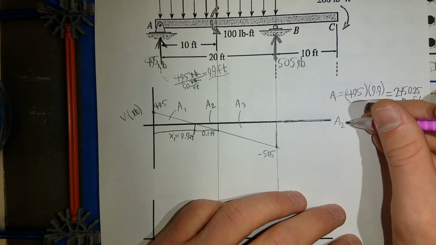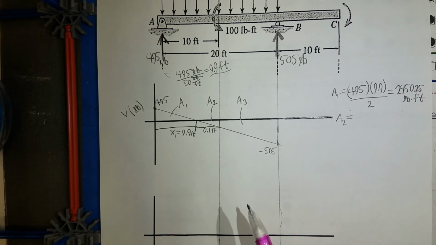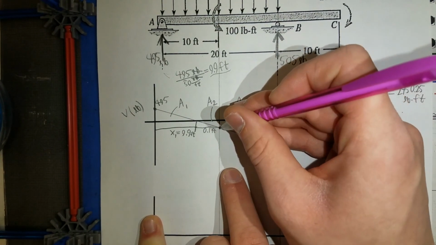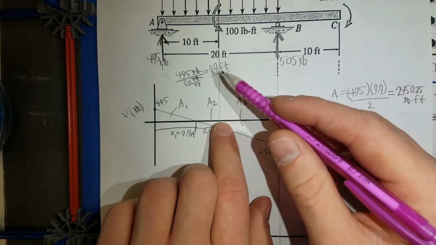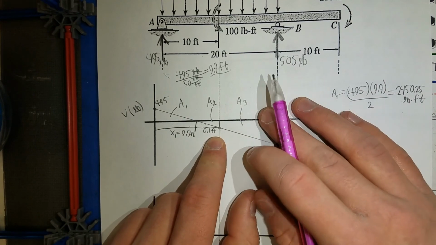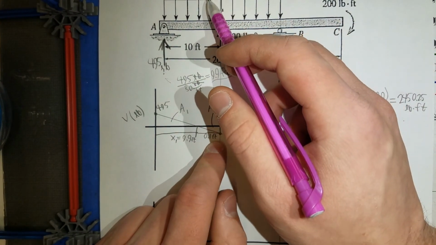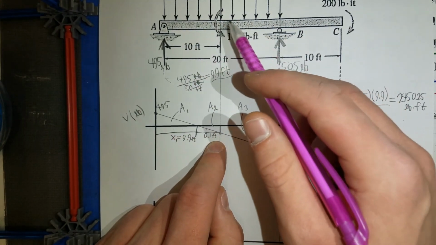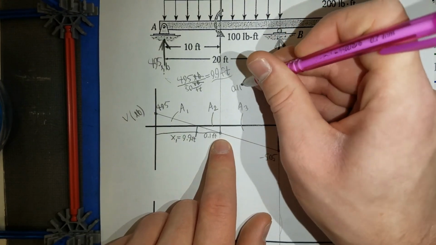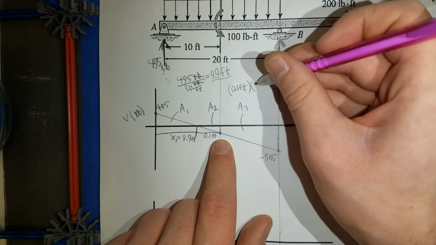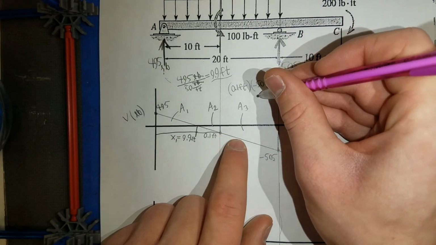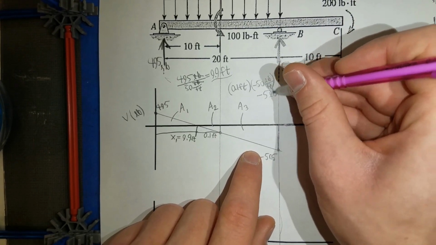The next thing we're going to take a look at is our area 2. We don't really know what the height of this little triangle here is, so we're going to have to calculate that out. One thing we know is that it's a change of 0.1 feet, and for every foot that we go, we've got a 50 pound per foot change in load here. So this value here is going to end up being 0.1 feet times negative 50 pounds per foot, and it's going to end up being negative 5 pounds.